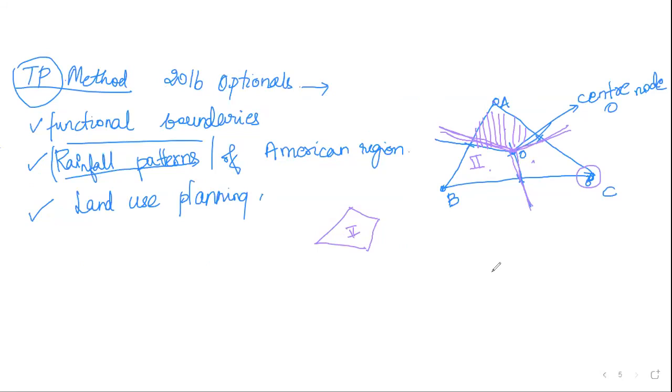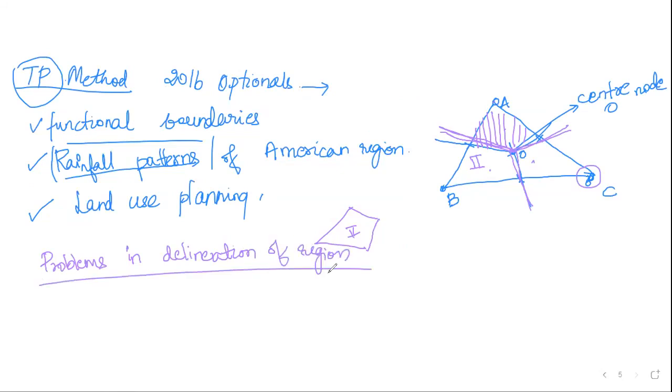Now the next thing that we need to analyze is, what are the problems in delineation of a region? What are the various problems in the delineation of a region?